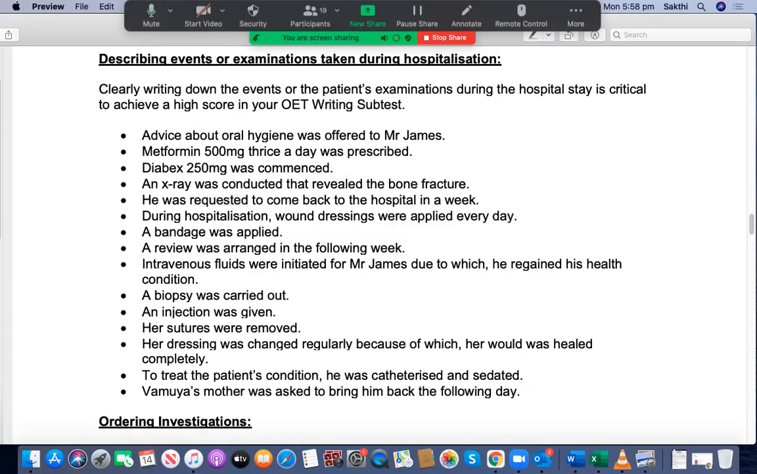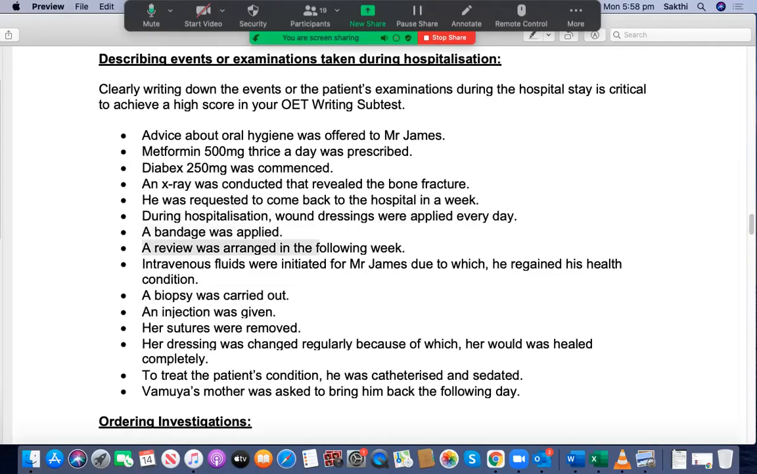And look at this. During hospitalization, there must be a comma. Wound dressings were applied every day. Look at the way I have used the passive form. Wound dressings were applied, because wound dressings is a plural noun in this case. So I have used "were applied". A bandage was applied, because that's a singular noun, a bandage.